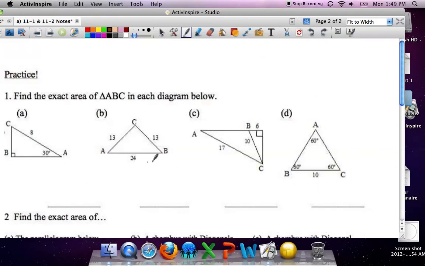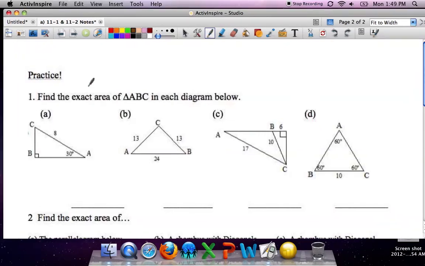Here are some ways we can practice, and then we'll do a few together, and you will finish the remaining group for homework. So the hypotenuse of this 30, 60, 90 is 8. So the side opposite 30 is the smallest, 4, and this has to be 4√3. The exact area of this triangle ABC is 1/2 base times height. 4 divided by 2 is 2. 2 times 4√3 is 8√3.